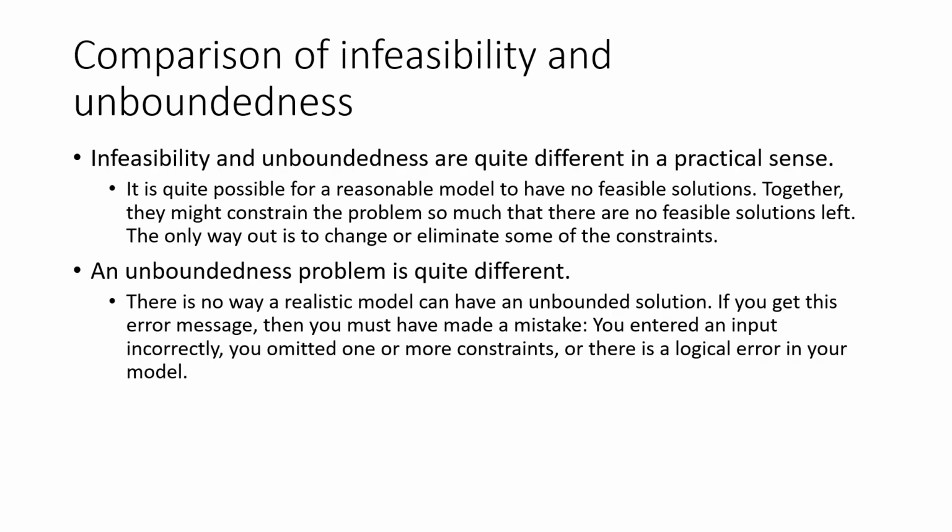Now these are quite different. It is quite possible for a reasonable model to have no feasible solutions. And the only way to solve it then is to get rid of some of your constraints. Unboundedness is a little bit different. There is no way a realistic model can be unbounded. If you get this message, you have made a mistake. You've probably entered an input incorrectly, or you've omitted one or more constraints, or there's a logical error in your model, so you'll need to take a step back to think about what it is you're actually doing.